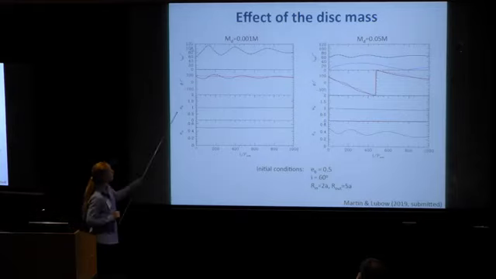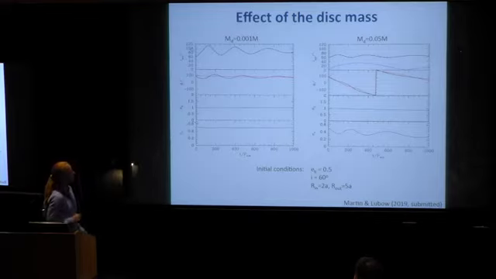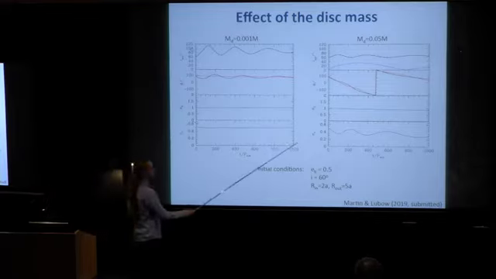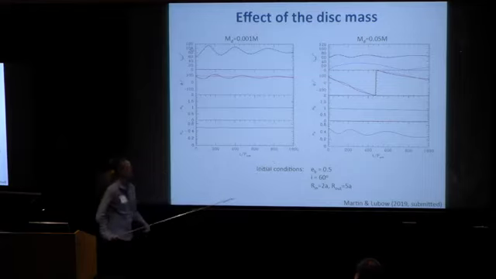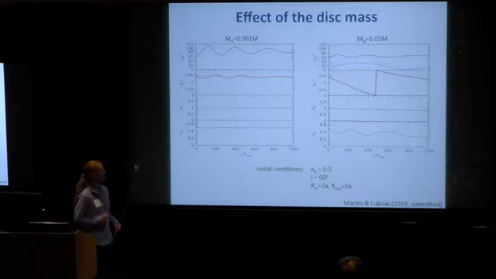The separation of the binary is shown in the third panel. There's not terribly much evolution. But the eccentricity of the binary is changing. In particular, in the high mass case, it's oscillating, but it's also decaying in time.